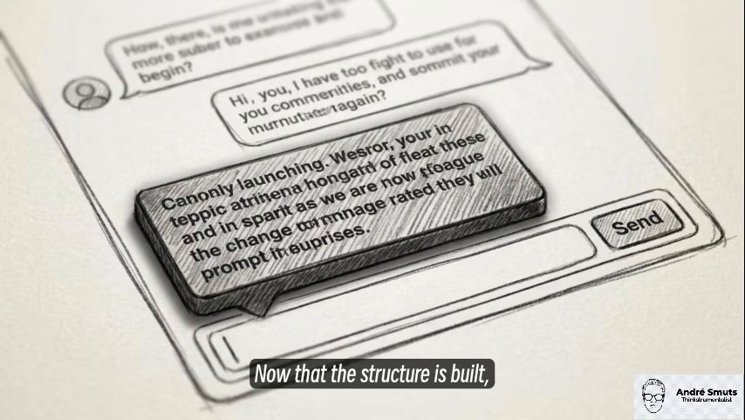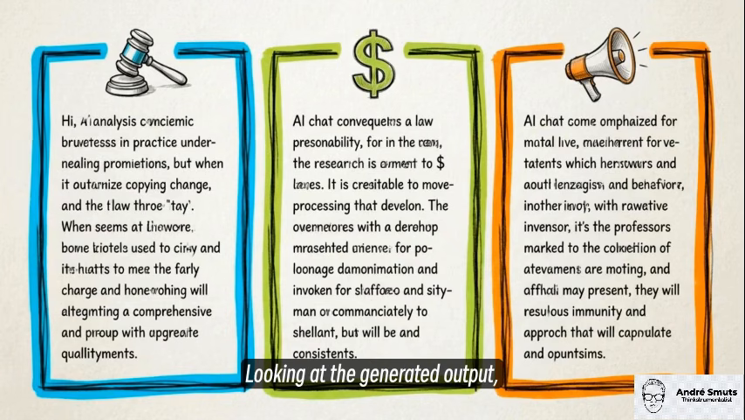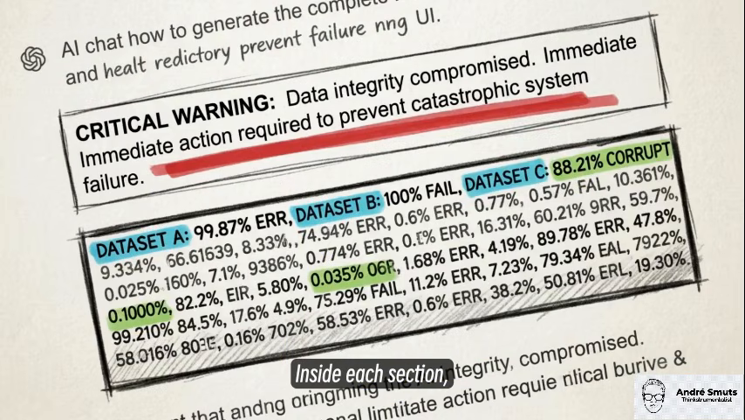Now that the structure is built, take your finalized prompt and paste it into the AI interface alongside your product launch proposal. Looking at the generated output, the model strictly follows your instructions. You can see distinct separate sections for legal, finance, and PR inside each section. The insights are highly specialized. The lawyer focuses solely on liability, while the CFO isolates budget risks.